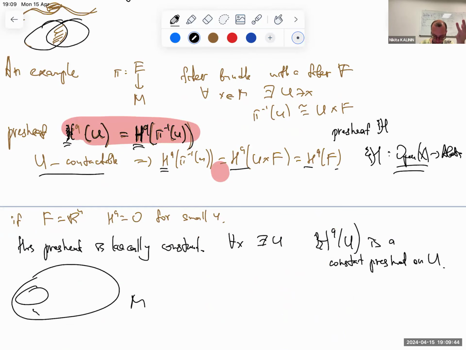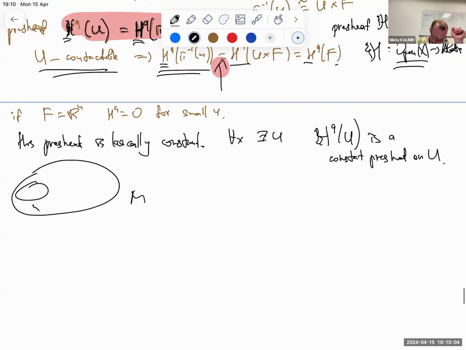So this presheaf of cohomology is locally constant, but it's not globally constant. If this equality is not true, if the cohomology of the preimage is not just the product, then it's not constant. But for example, if E is just M cross F, then this presheaf H^q is constant, not only locally but globally.